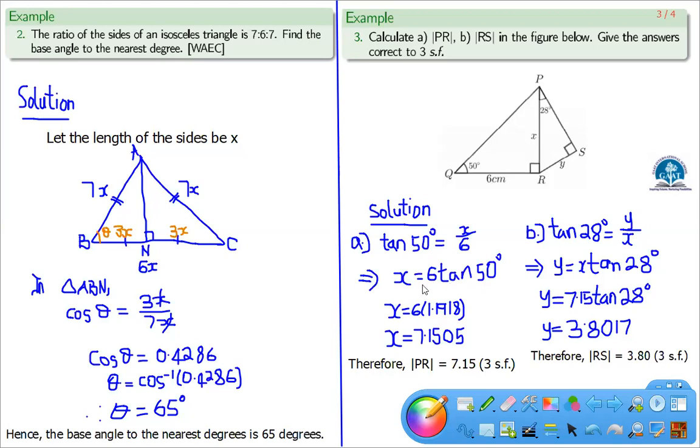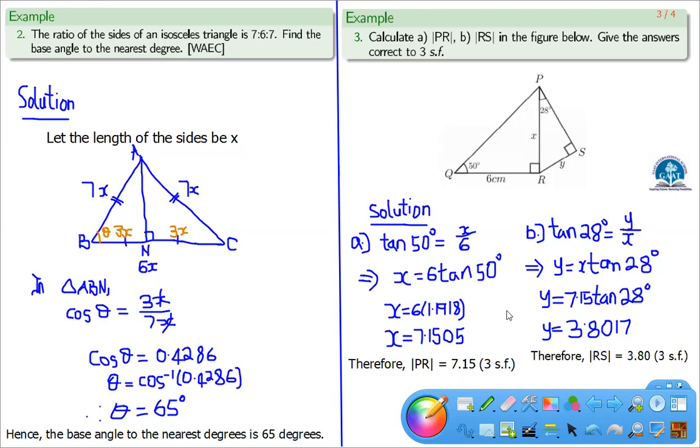This is exactly what you should do: x equals 6 tan 50. And tan 50 is 1.1918 to 4 decimal places. So our x is equal to 6 times 1.1918, which equals 7.1505. Approximately to 3 significant figures, our length PR is 7.15 meters or centimeters.